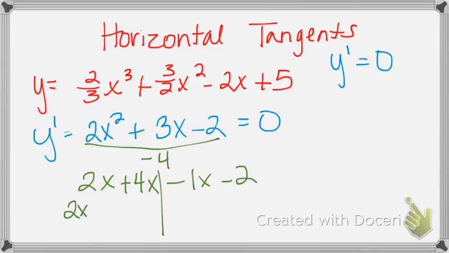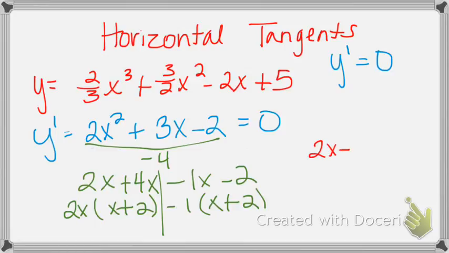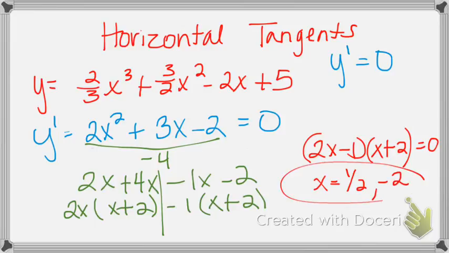Find the things in common, 2x and a negative 1. So when I factor that, I get 2x minus 1, x plus 2, setting that equal to 0. And I would get x equals a half and x equals negative 2. And both of those places are places where there would be a horizontal tangent line, meaning that the slope is 0.